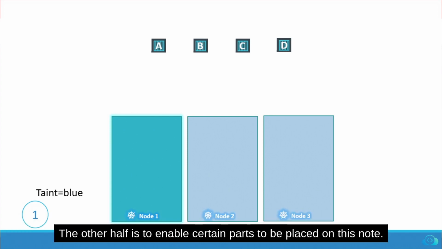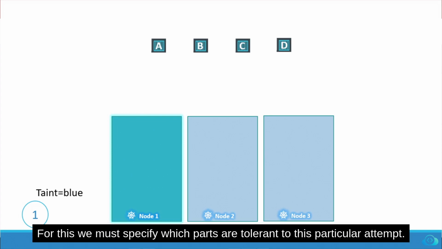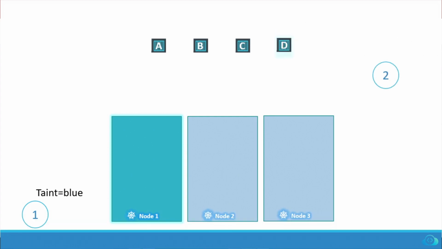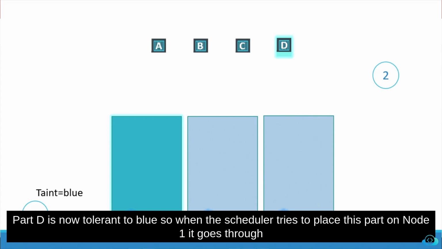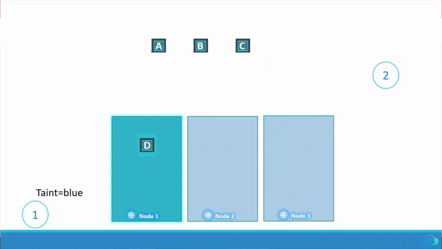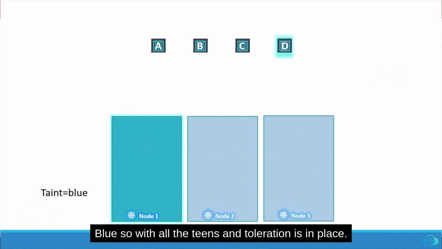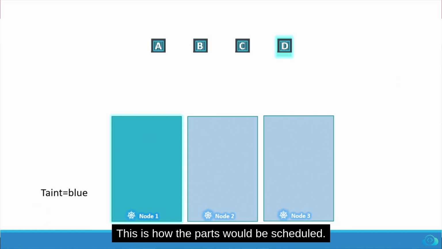The other half is to enable certain pods to be placed on this node. For this, we must specify which pods are tolerant to this particular taint. In our case, we would like to allow only pod D to be placed on this node. So we add a toleration to pod D. Pod D is now tolerant to blue. So when the scheduler tries to place this pod on node 1, it goes through. Node 1 can now only accept pods that can tolerate the taint blue. So with all the taints and tolerations in place, this is how the pods would be scheduled.